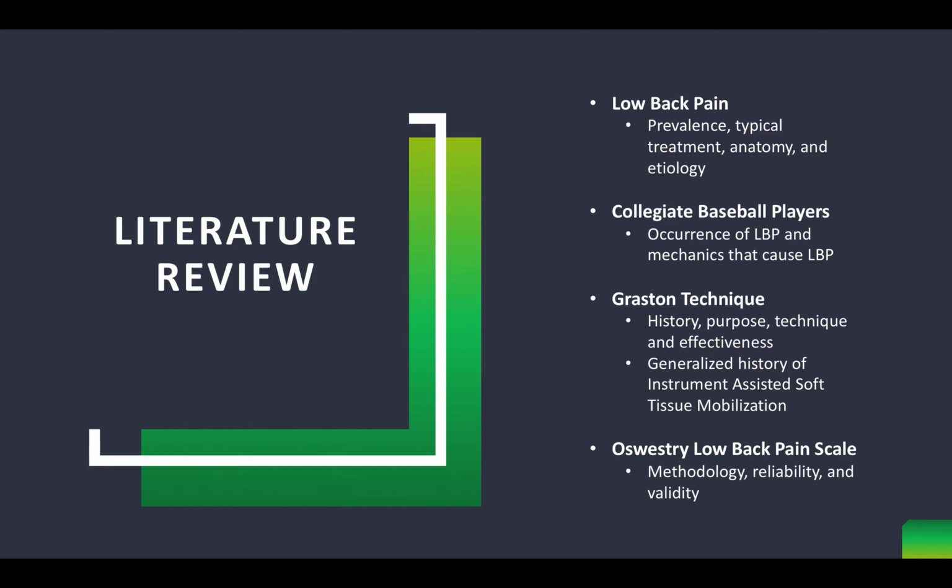The max points that a person can score on this questionnaire is 50, and then that is converted to a percentage. Based off of the percentage that the athlete has, they'll be placed into a category of disability. The categories range from minimal disability to being bedbound.